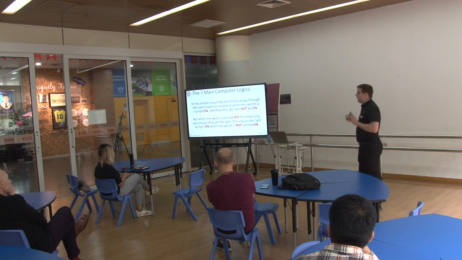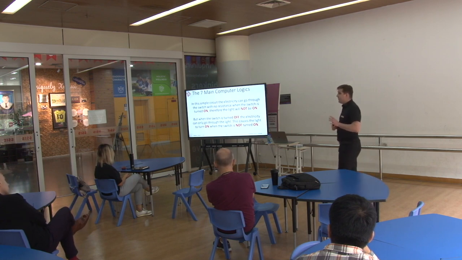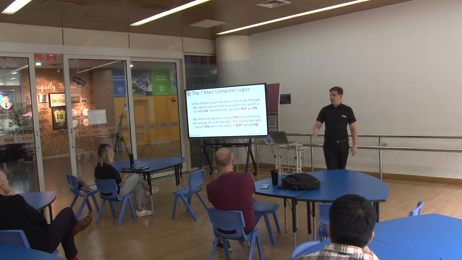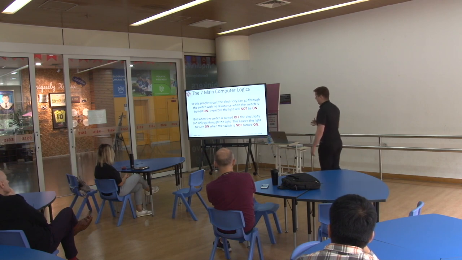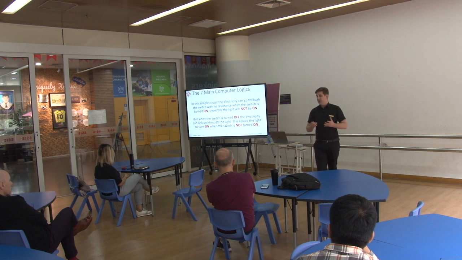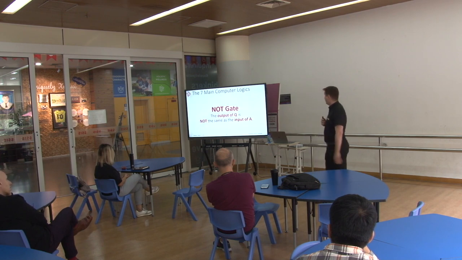In this circuit, the reason why it's happening is electricity can go through the switch with no resistance when the switch is turned on, and that forces the light off. However, when we turn the switch off, there's no other path for the electricity to go but through the light, forcing the light to turn on. And that's what's happening from an electrical engineering standpoint. So this is the idea that these students have to develop as they start developing a basic understanding of logic gates and how and why they work.